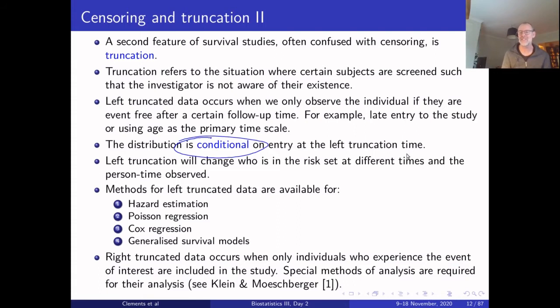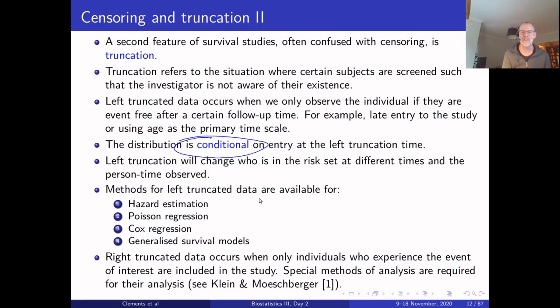The distribution is conditional on entry at the left truncated time. So what we essentially do is say the distribution for those individuals is conditional. It's basically truncated. You drop the first part of the distribution and you only get the second part. Left truncation will change who is in the risk set at different times, and will also affect the person time observed.